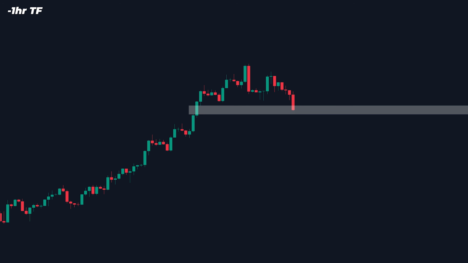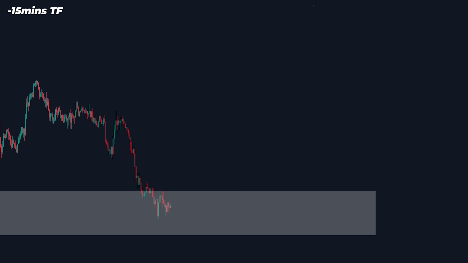As price sits inside the fair value gap, move down to the 15-minute chart and look for a change of character. This time, watch price in a small downtrend making lower highs and lower lows. When it suddenly forms a higher high, that's your confirmation. The sellers are weakening and buyers are coming in. When price breaks above that higher high, take your buy trade.